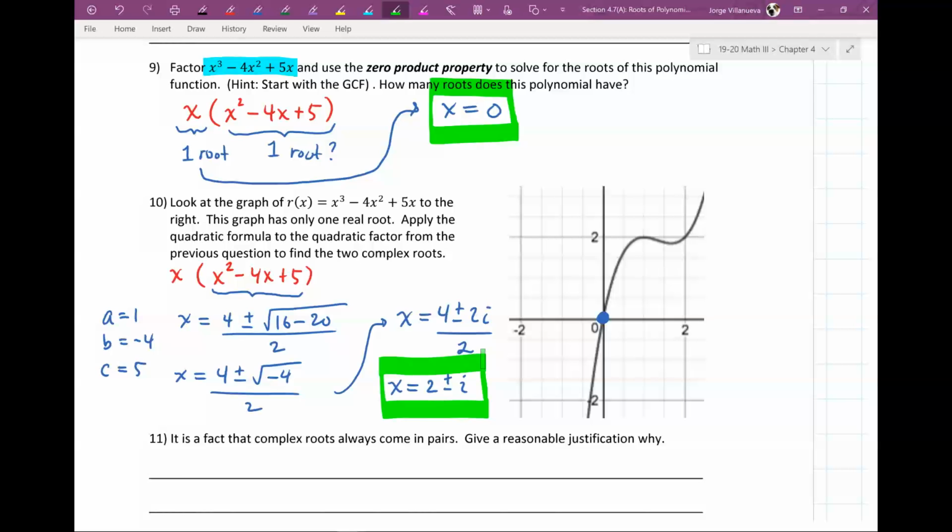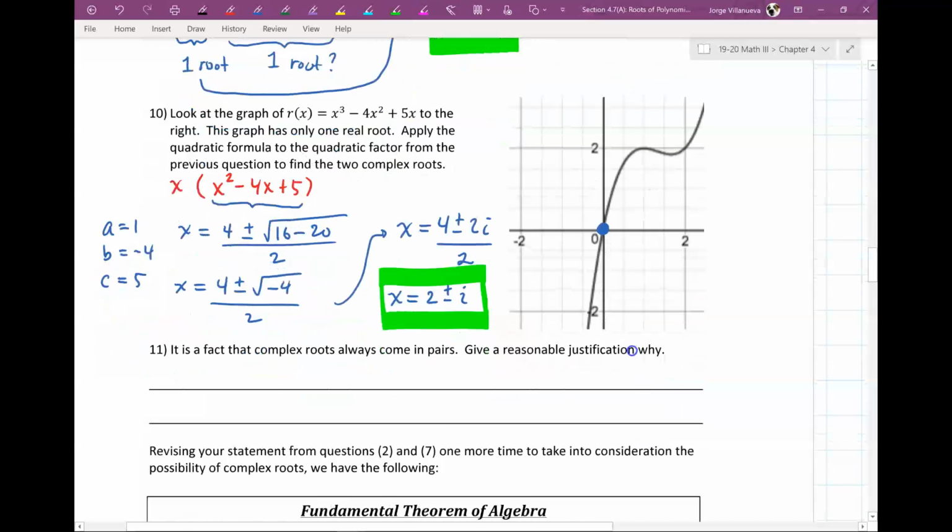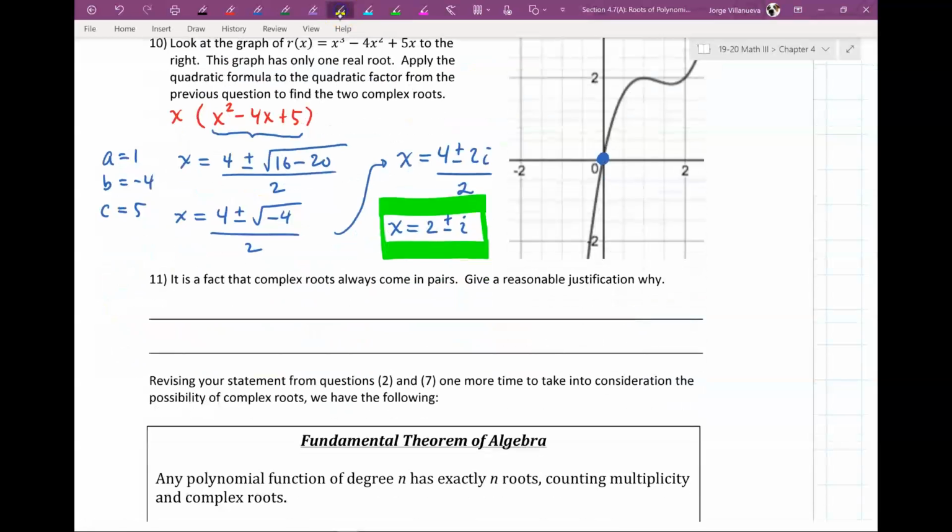So it says, it is a fact that complex roots always come in pairs. I'm going to highlight that again because that's something I'm telling you guys. That's always true. If you find one complex number, there is another one, and it's just like a change in sign for your imaginary part. Give a reasonable justification why. Here's the reason why.